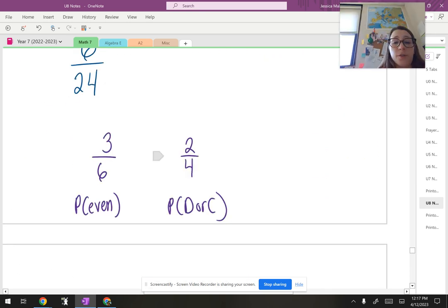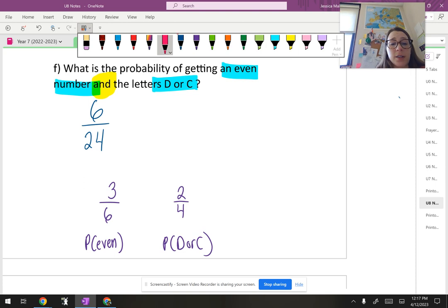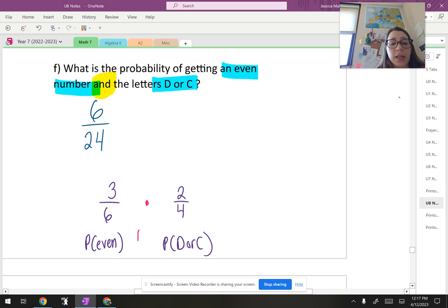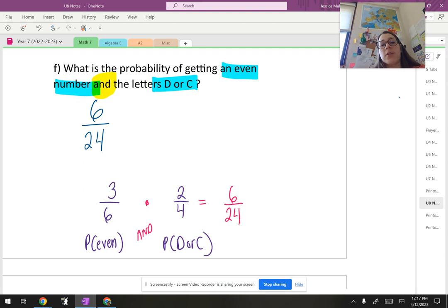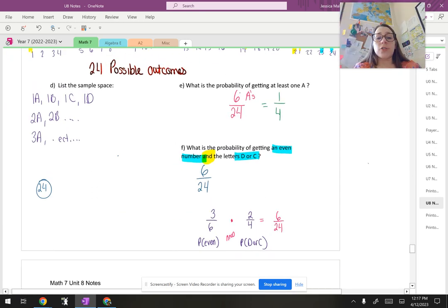2 out of 4. What operation would we do in the middle? Notice the key word of picking an even number and a D or C tells us that we're going to be doing multiplication. And to get 3 times 2, 6 times 4, the same answer that we got already. So just another way that you could potentially do that example.